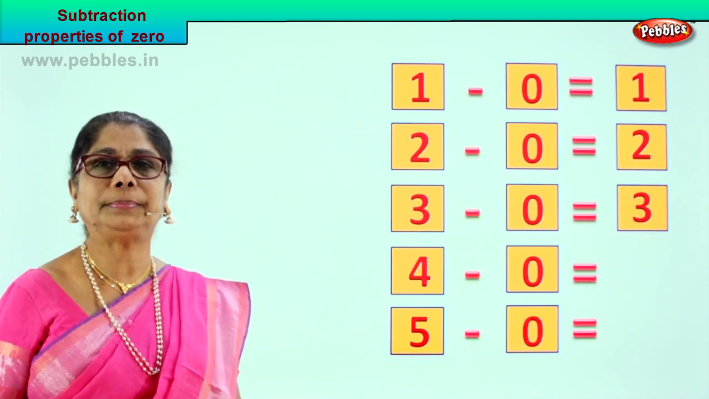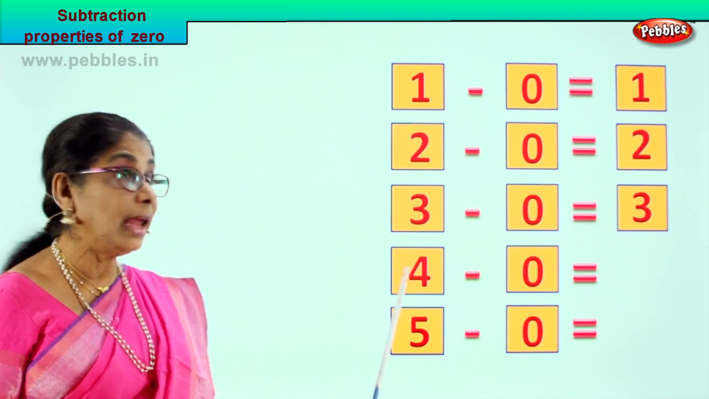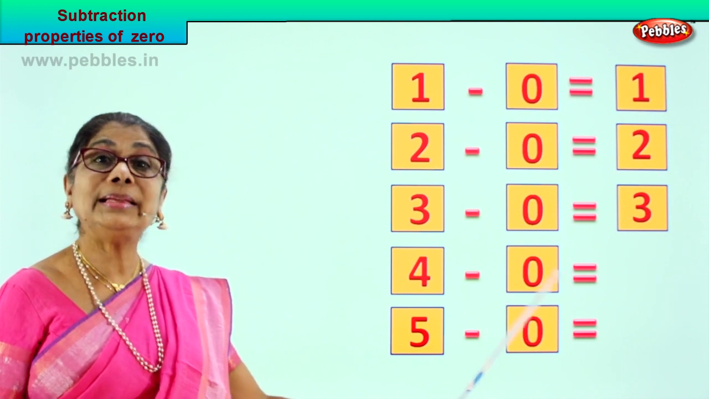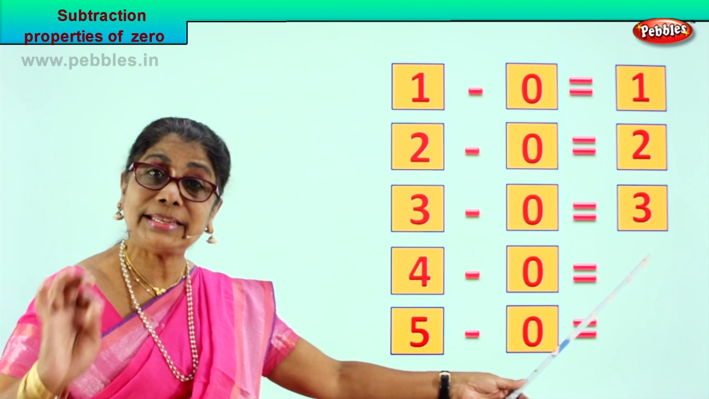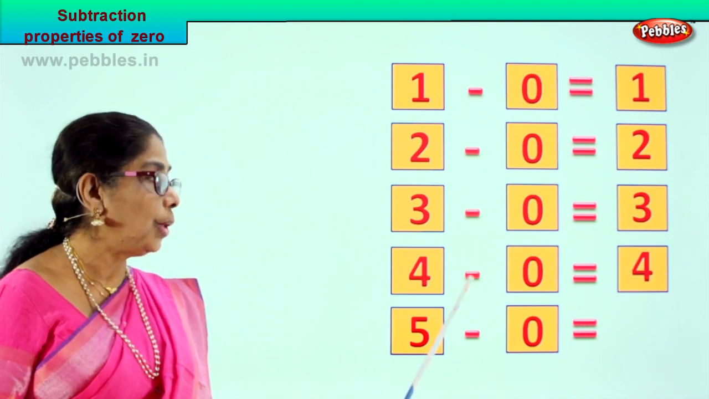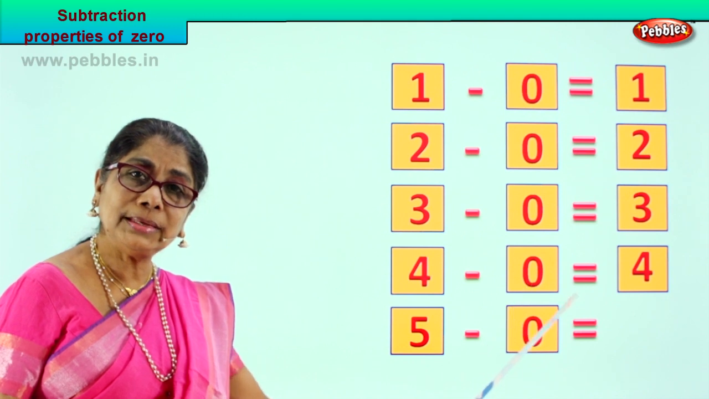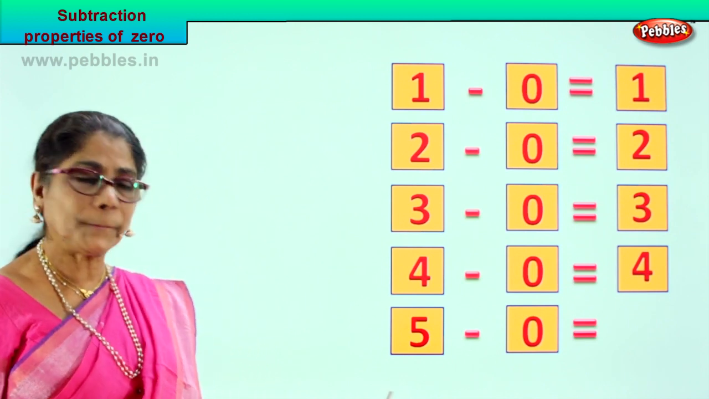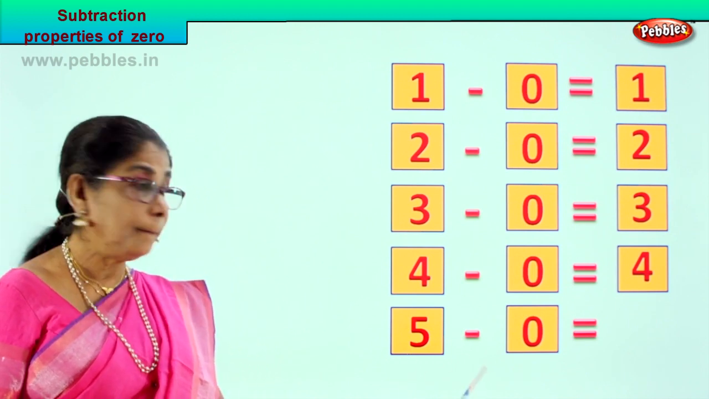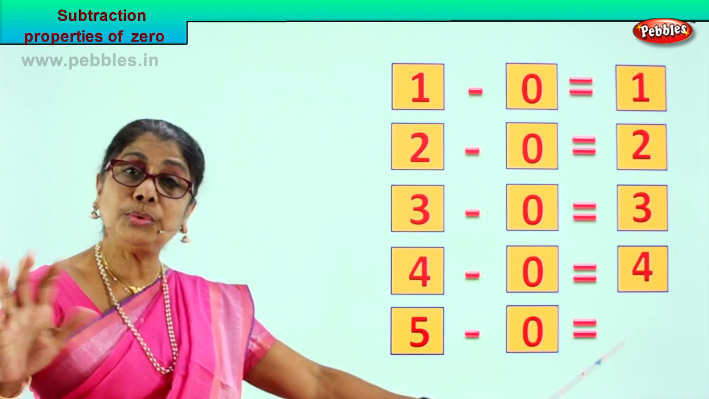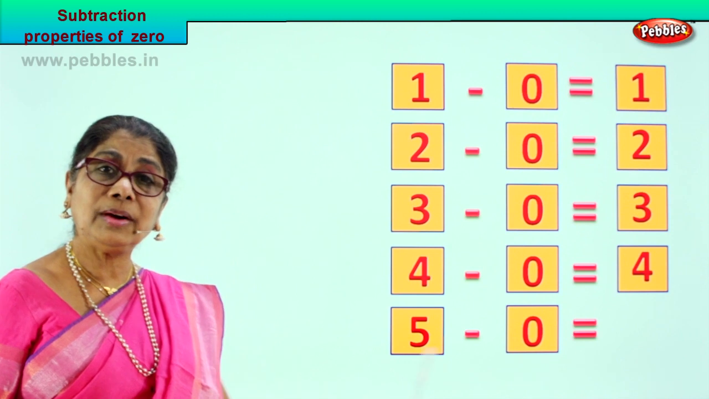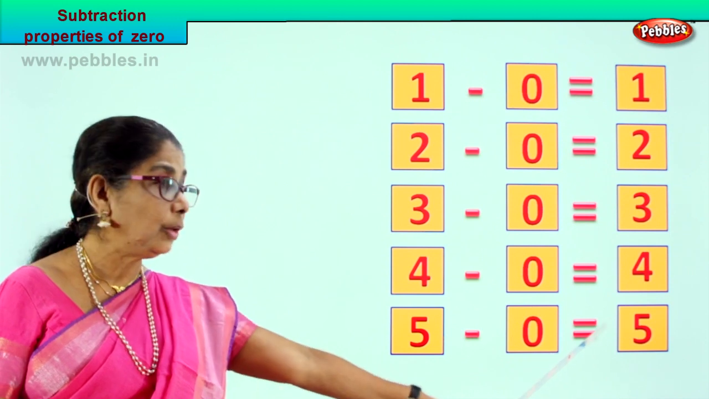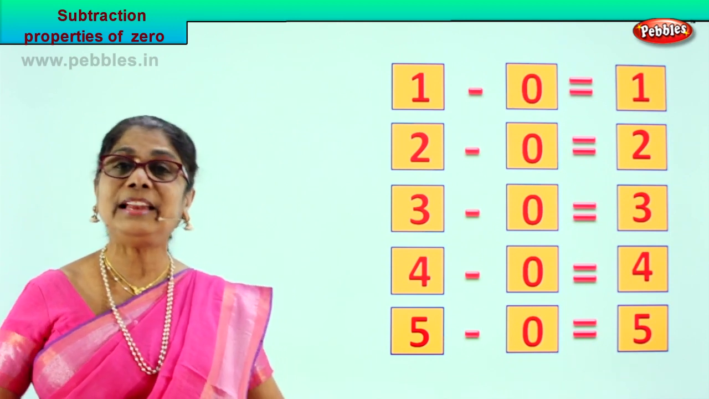Let's look at the next one. Look carefully. Number 4 minus 0 is equal to the number 4 itself. Look at the last sum. Number 5 minus 0 is equal to the number 5 itself. Read with me. Number 5 minus 0 is equal to number 5 itself.